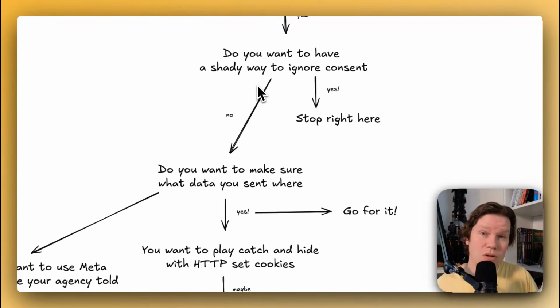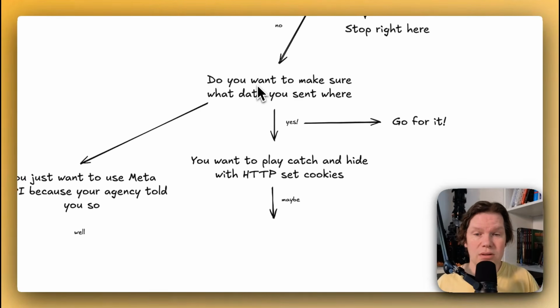Okay, so you don't want to ignore consent. You want to make sure that you just send data when you have the consent for it. So do you want to make sure what data you send and to where? If you say yes to this, it is really a very good argument for server-side Google Tag Manager, because as I explained before, I cannot have any kind of shady JavaScript sending my stuff to other destinations as well. If I have things on the server side, I send it to just one destination. So I can really make sure what kind of data I send to which destination.